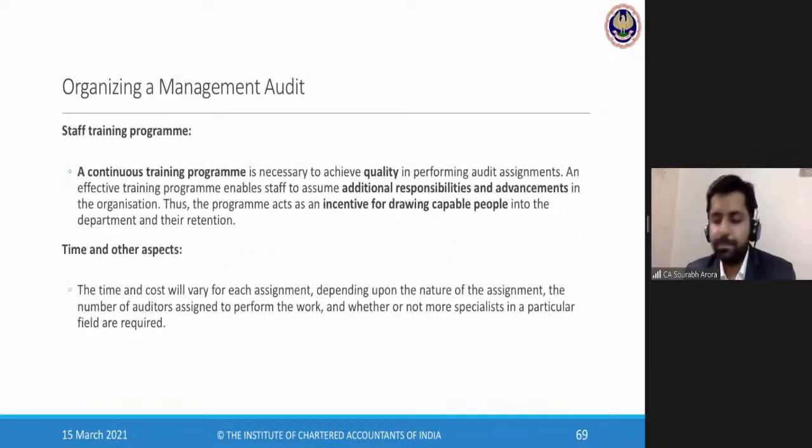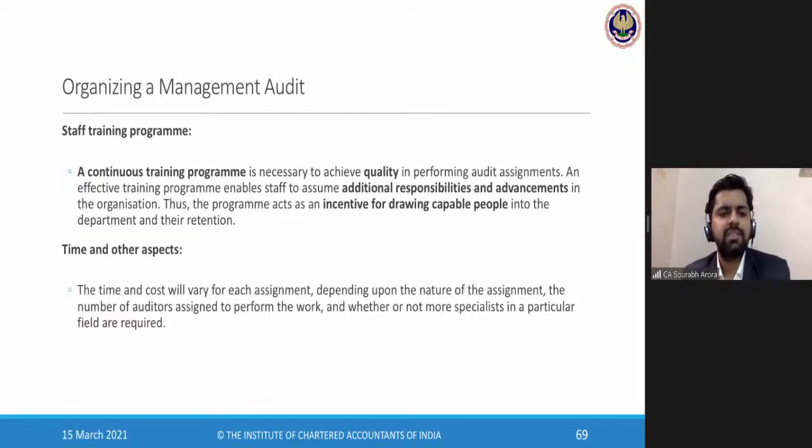Then the staff training program, a continuous training program of the auditors. This is not regarding the other employees, this is regarding the auditors. A continuous training program of the auditors should be established and implemented to achieve quality in performing audit assignments. Secondly, additional responsibilities and advancements can be given to the employees. And third, this is also an incentive for drawing capable people who are keen to learn the new auditing concepts and who are keen to apply their knowledge in the field in real time. So a continual staff training program should be there.